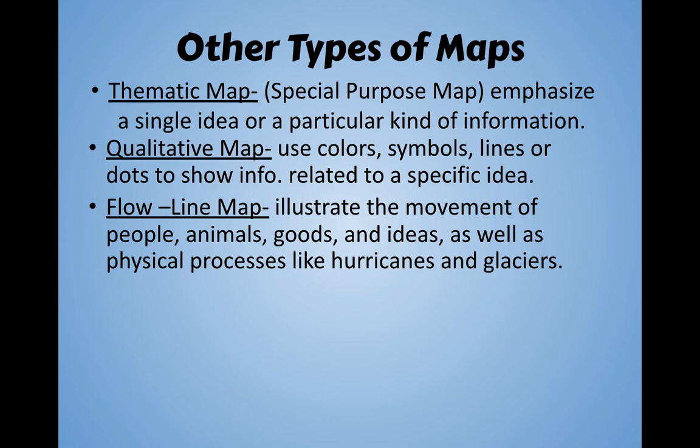There's other types of maps, so thematic maps. These are special purpose maps that are used to emphasize a single idea or particular kind of information. I'm going to show you some examples of these in a second. A qualitative map will use colors, symbols, lines, or dots to show information related to a specific area. And then a flow line map will show you the movement of people, animals, goods, and ideas, as well as physical processes like hurricanes, glaciers. It'll show movement, basically. Okay, that's the big thing with flow line maps.